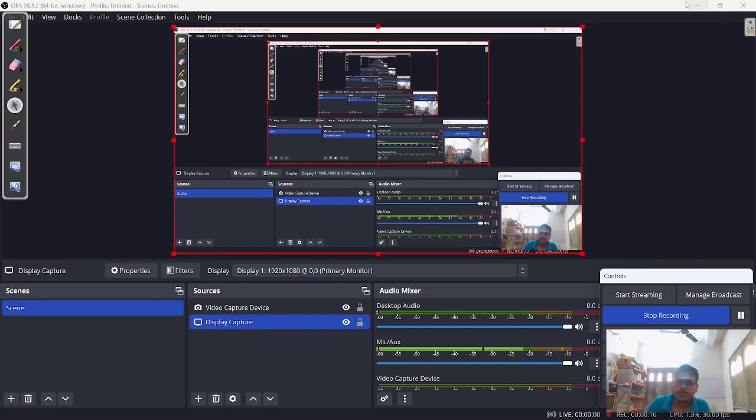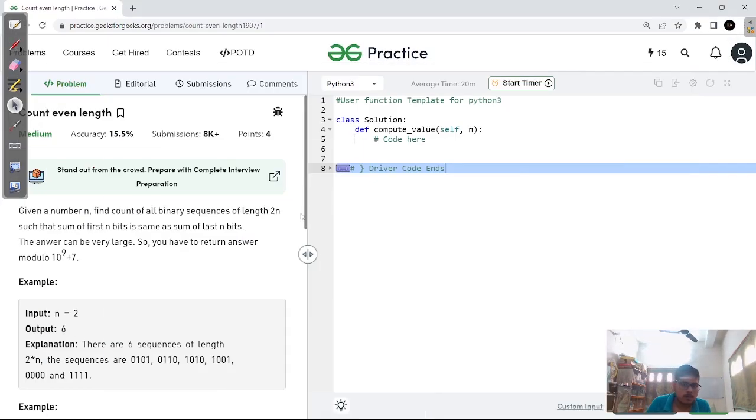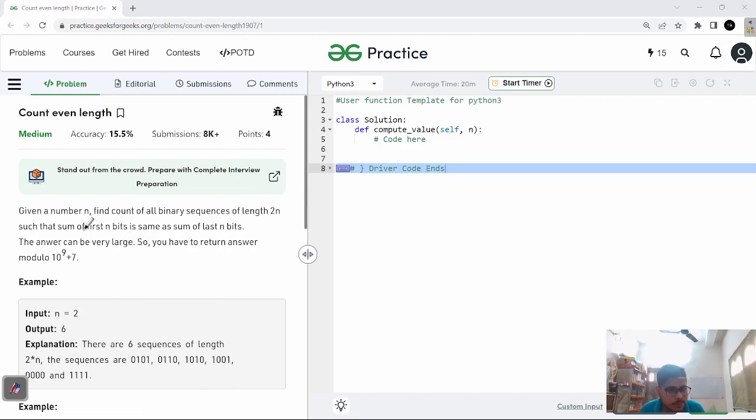So let's look at the question. What is it saying? Given a number n, find the count of all binary sequences of length 2n such that the sum of the first n bits is the same as the sum of the last n bits. The answer can be very large, so you have to return the answer modulo 10 to the power 9 plus 7. So let's take this example and understand the problem.